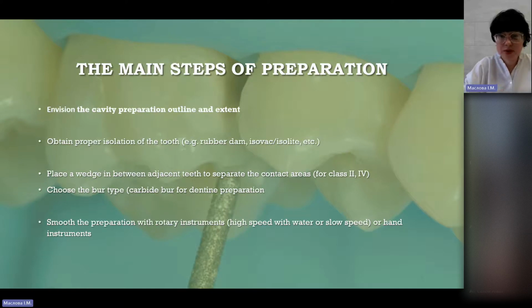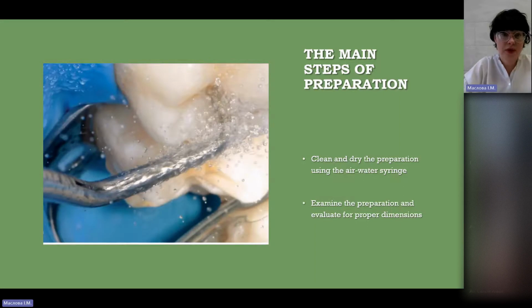What instruments you have to use for these aims? First of all, use the explorer to check for smoothness. You have to use the probe to check for appropriate depth and width. The final dimensions of the preparation are determined by the extent of the carious lesion or existing faulty restoration.